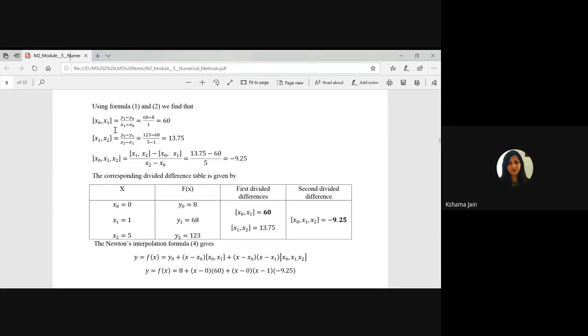Or by the formula they have shown here. [x0, x1] is y1 minus y0 divided by x1 minus x0. Same only what I was telling you in the table, they have done by the formula here. [x1, x2] divided difference, we can find y2 minus y1 divided by x2 minus x1. For the three points x0, x1, x2, because for the second divided difference we will represent [x0, x1, x2], it is [x1, x2] minus [x0, x1] divided by x2 minus x0. So they have done 13.75 minus 60 divided by 5 minus 0, which is minus 9.25. Okay, so it's completely your wish. If you understand, directly here you can find it, or otherwise you can show it by the formula.